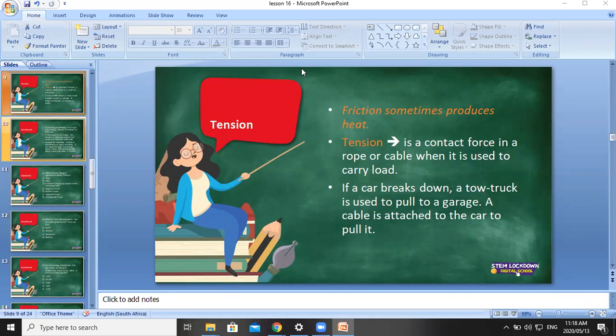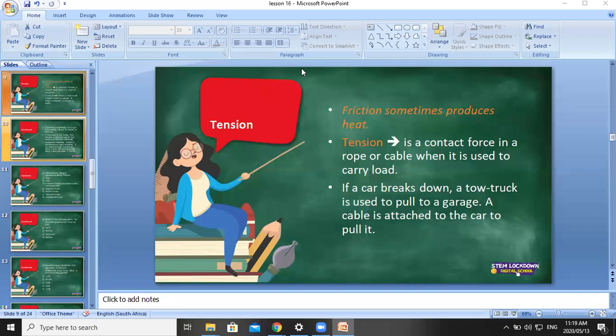Three types of contact forces are as follows: friction, tension, and compression. When you compress something, it is compression. So it's friction, tension, compression. You need to know those. Those are types of contact forces. So tension is a contact force in a rope or cable when it is used to carry load.